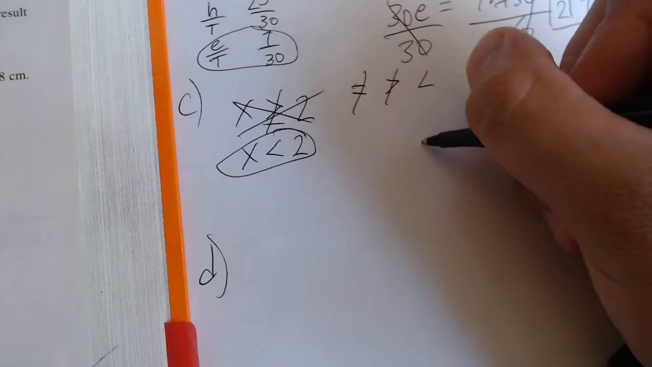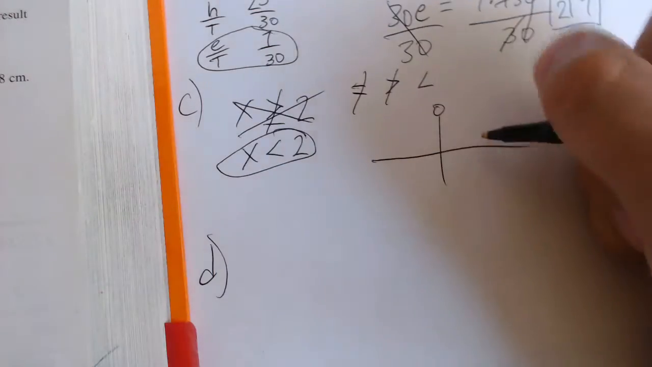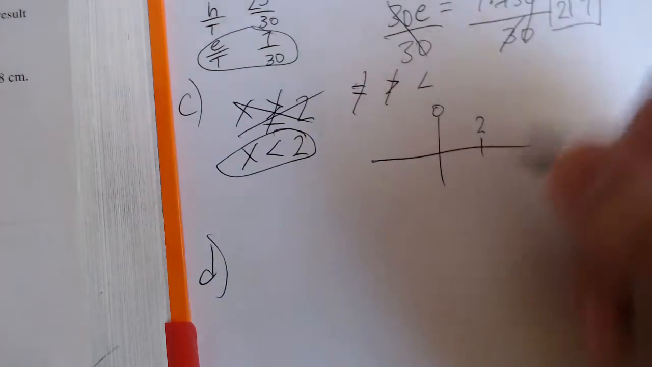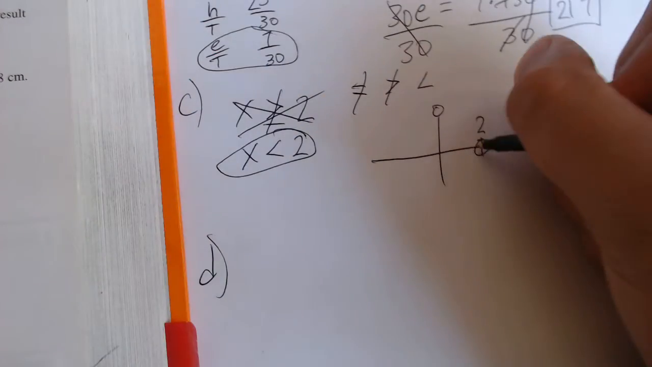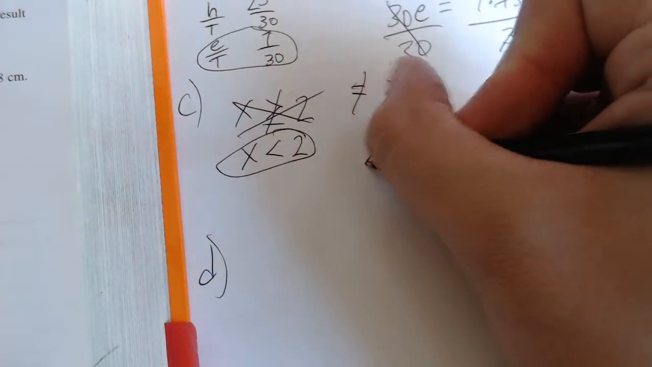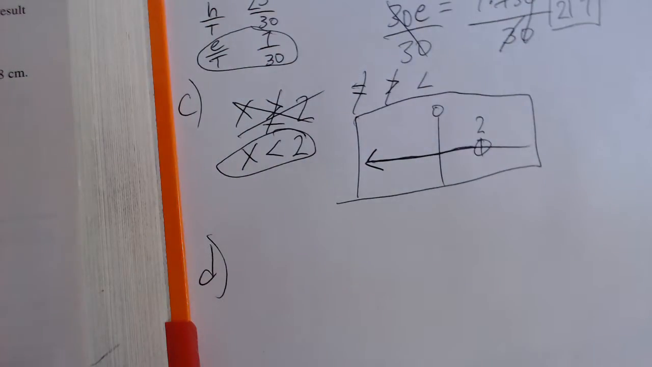So we'll draw our number line. We use 2 as our starting point. We can draw an open circle because it's not equal to, and then less than leads us to the left. So this is our answer. Now let's go to D.